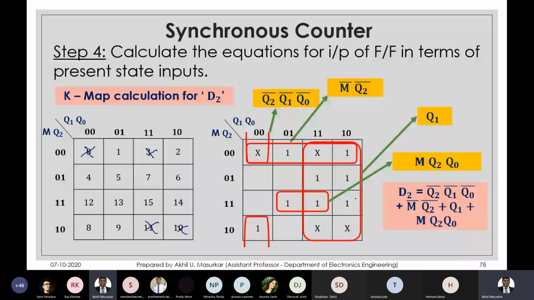You can see you require one 3 input AND gate, one 2 input AND gate, and another 3 input AND gate. Q1 doesn't require an AND gate, it can directly go into the OR. So you require a 4 input OR and three AND gates to implement this.